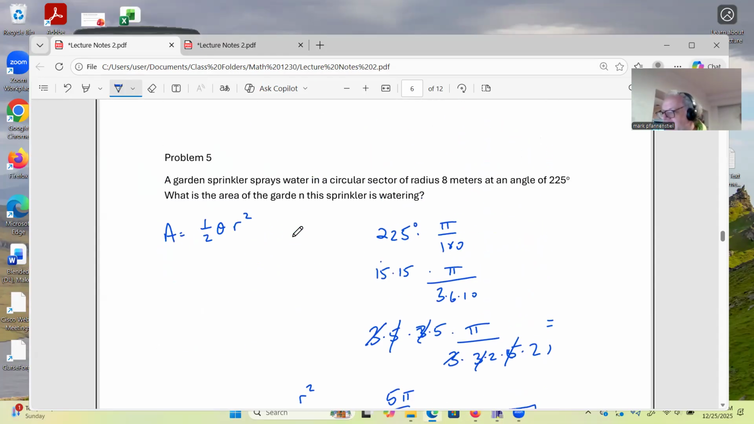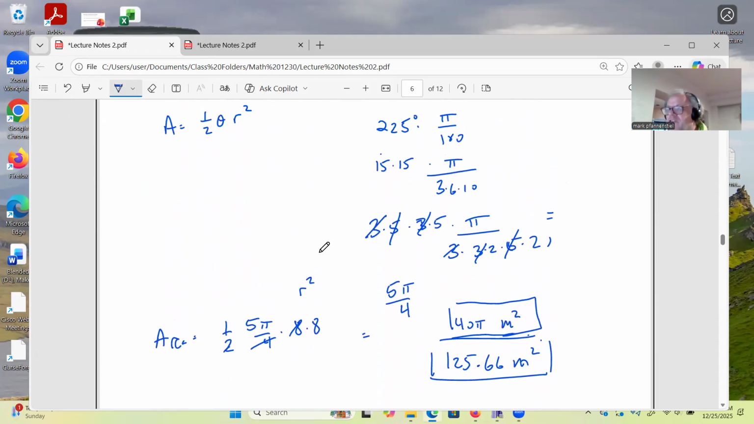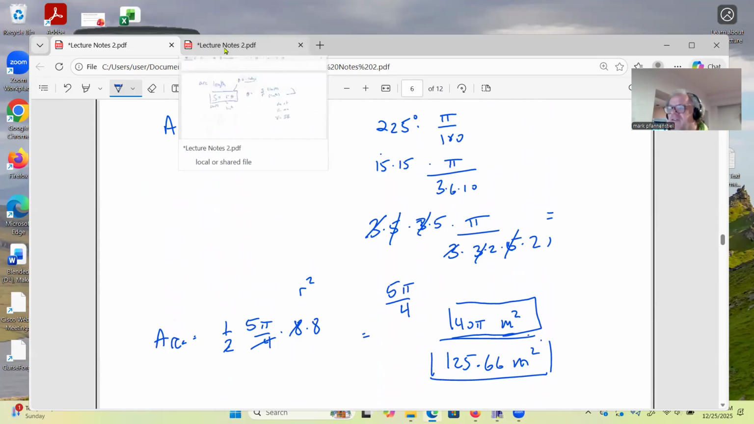Okay, and I believe that is all the problems that I have for arc length, for sector area, and for coterminal angles. So with that, you have well more than enough to finish off your first set of homework. So very, very good, and go do that.